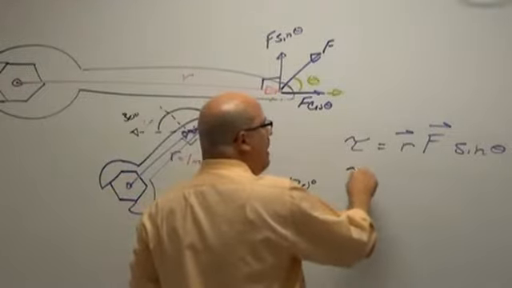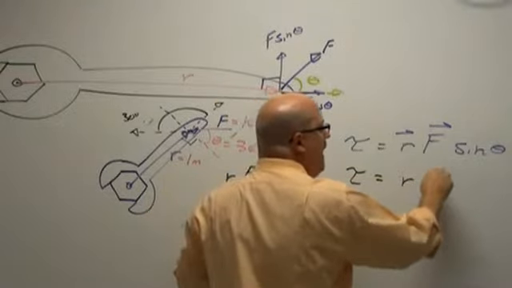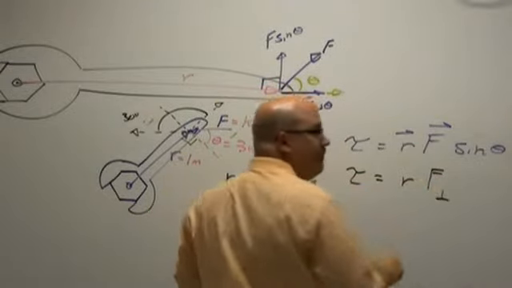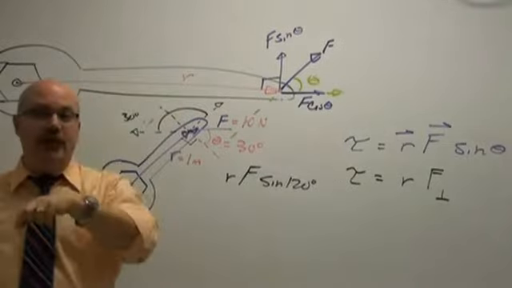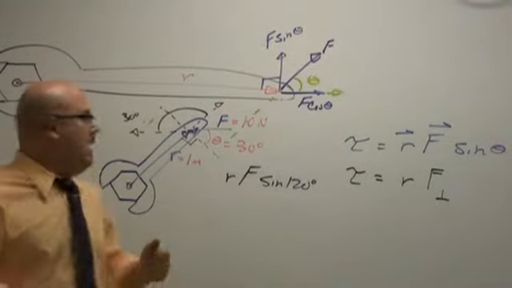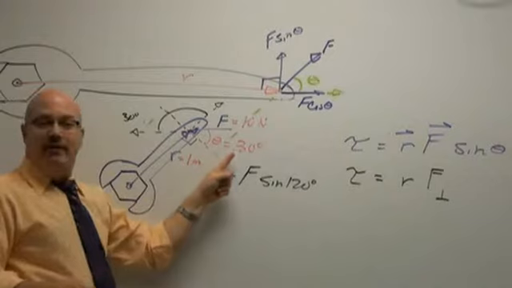So rewrite torque this way: it's R times F perpendicular, the force perpendicular to the radius. So like, look over here. Could I have used this 30?